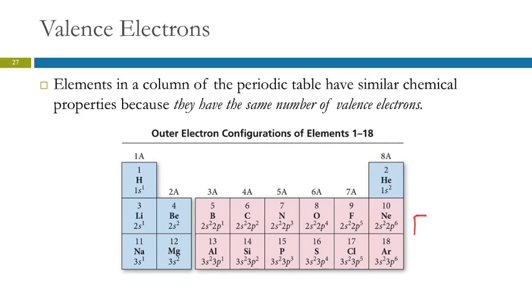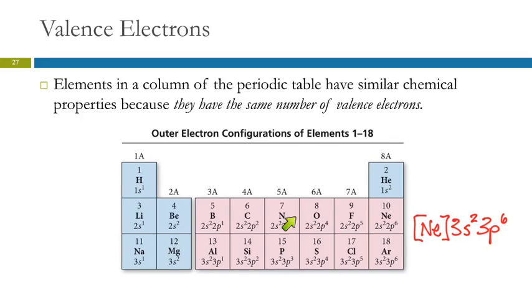You could write it like this: the previous noble gas, 3s2, 3p6. So these are the electrons that have the highest principal quantum number. Those are in the farthest, the largest orbitals, and those are the valence electrons. It kind of makes sense that the electrons on the outside of the atom are the ones that interact with other things.